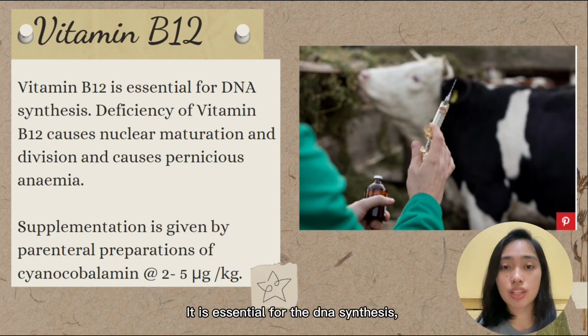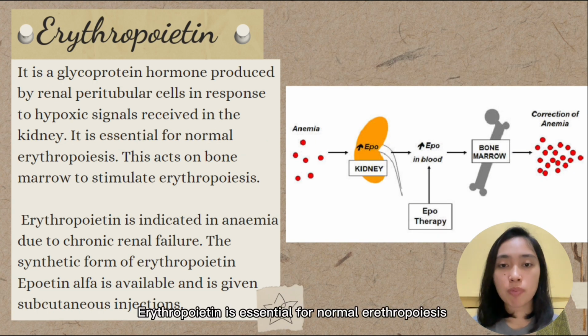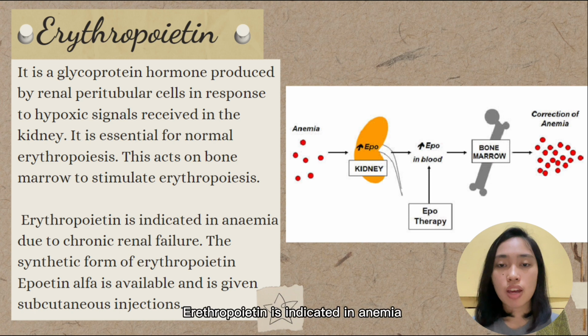Vitamin B12. It is essential for DNA synthesis because deficiency of vitamin B12 causes impaired nuclear maturation and division and causes pernicious anemia. Supplementation is given by parenteral preparations of cyanocobalamin at 2 to 5 mg per kilogram. Erythropoietin is essential for normal erythropoiesis as it acts on bone marrow to stimulate erythropoiesis. Erythropoietin is indicated in anemia due to chronic renal failure. The synthetic form of erythropoietin, epoetin alfa, is available and is given by subcutaneous injection.